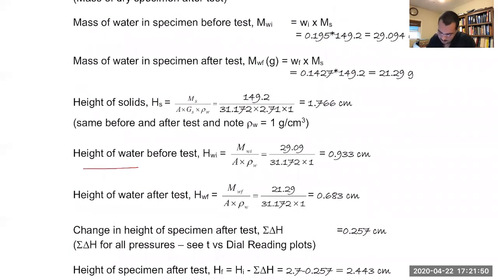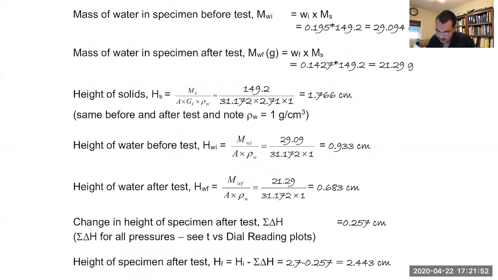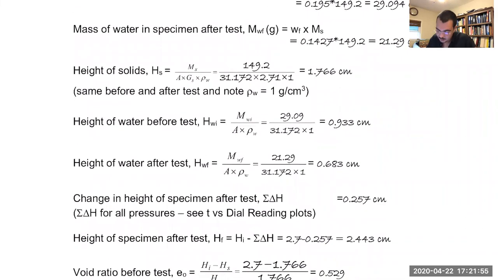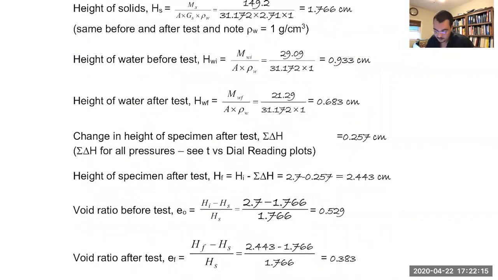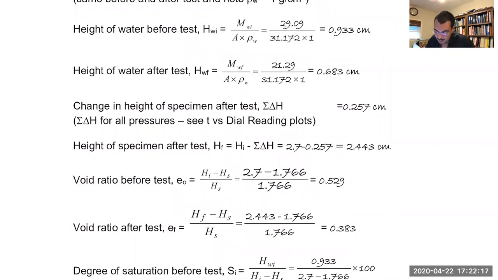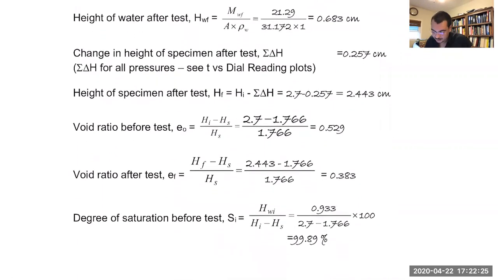Now, the height of water before the test. So again, we have the mass of water initially, we have the area, we have the density of water, and we can calculate that. The height of water after the test. So we also have the mass of water after the test, we have the area, we have the density of water, and we can calculate the height of water. Now the change in height after the test. So remember, you can see here, sum of delta H.